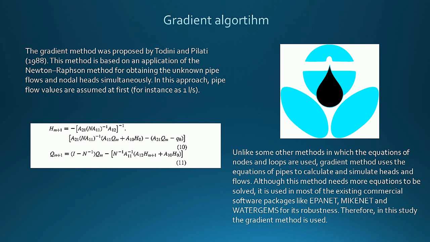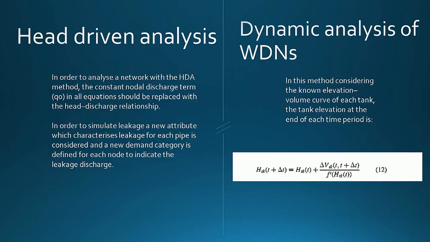In this method, there is no need to balance the continuity equation of nodal flows to start the iterative calculation. We have one equation for the gradient algorithm, in which Q0 is the recurring nodal demand vector. Qm and Qm+1 are pipe flow vectors for the m-th and (m+1)-th iterations. H0 is the head vector of fixed head nodes.